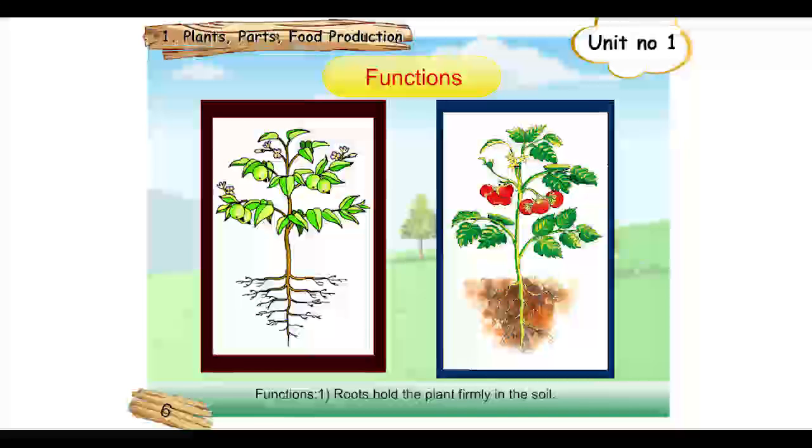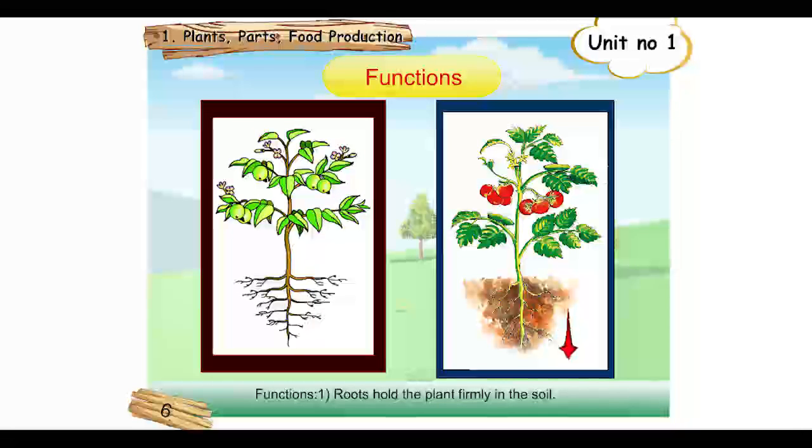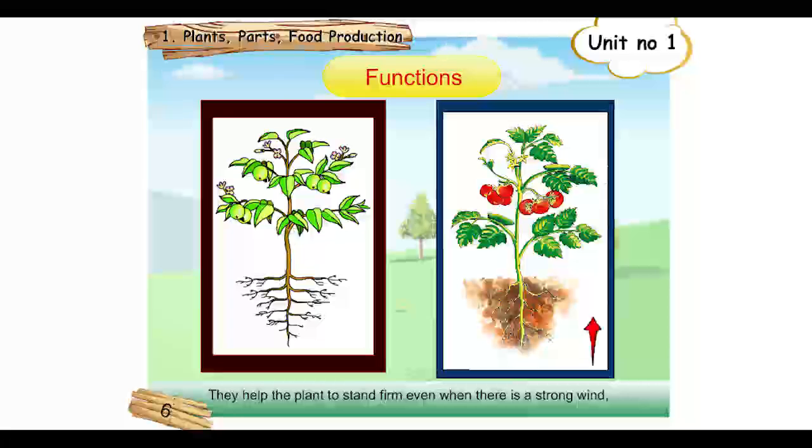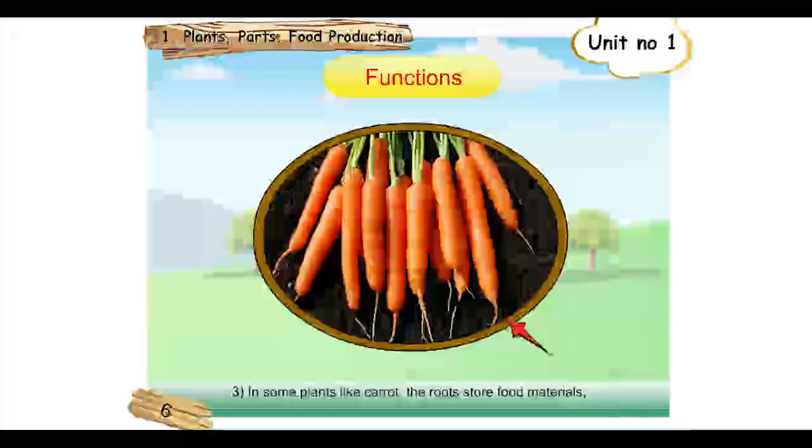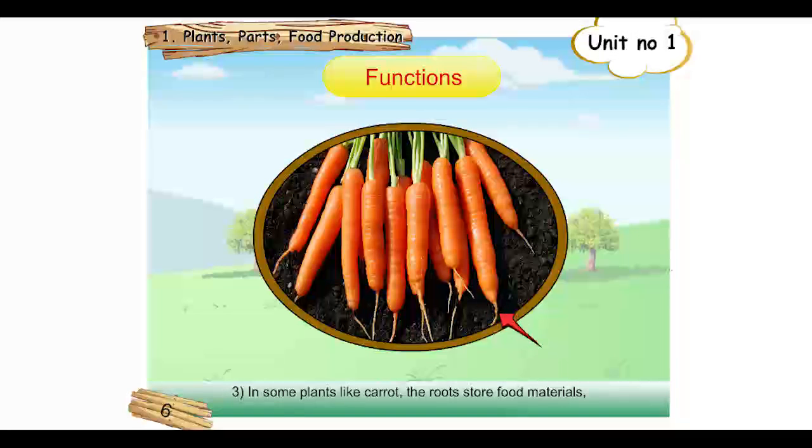Functions: 1. Roots hold the plant firmly in the soil. They help the plant to stand firm even when there is a strong wind. 2. Roots absorb mineral water from the soil. 3. In some plants like carrot, the roots store food materials. 4. Roots are the hidden source of strength of plants.